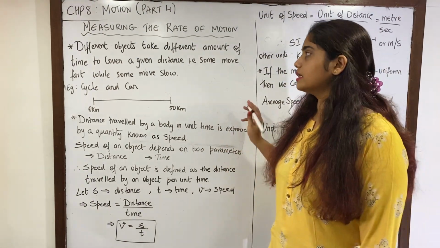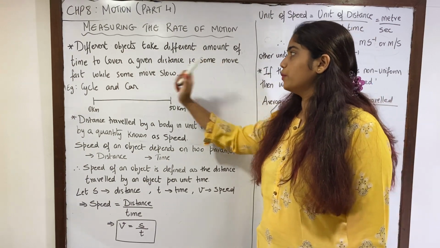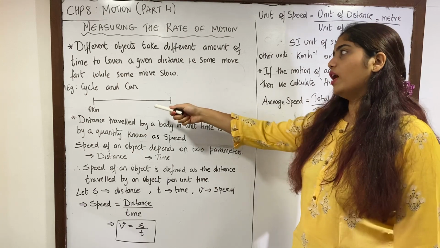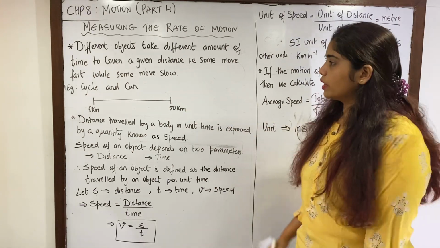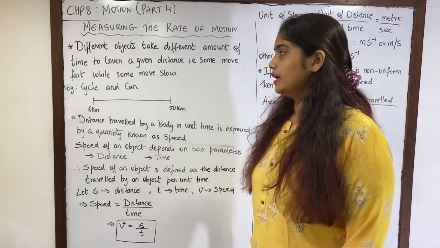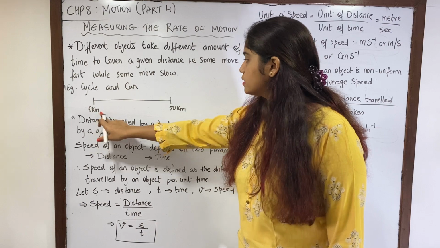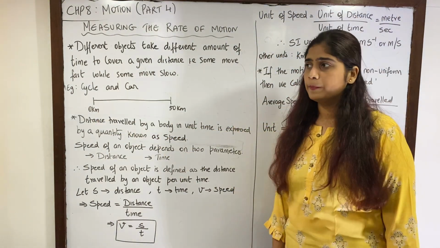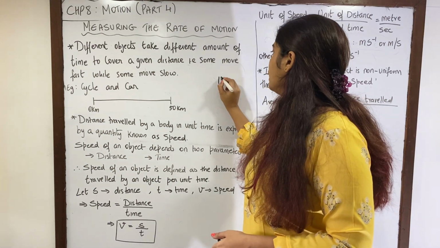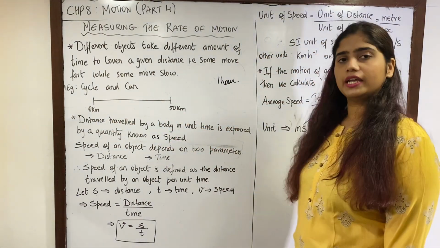Let us just read about what I just said. Different objects take different amounts of time to cover a given distance, which we just said. That is, some move fast and some move slow. For example, a cycle and a car. Suppose one boy is traveling on a cycle and he has to cover a distance of 50 kilometers. Now he will take, suppose, 1 hour to cover this distance of 50 kilometers.